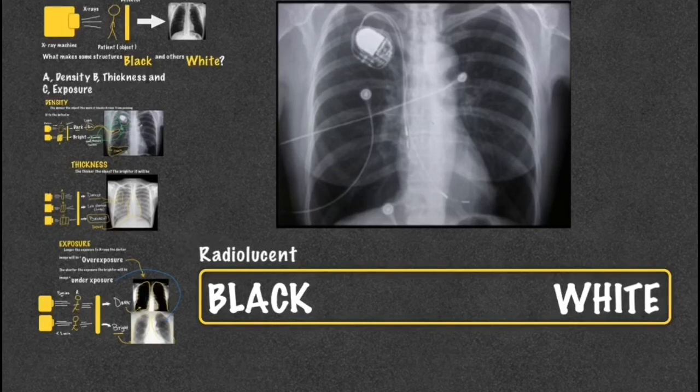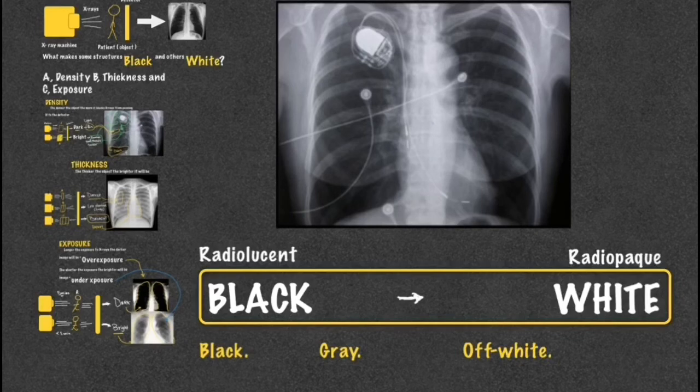Now, if we summarize what we have learned, we have black and white. Black is called radiolucent and white is radio opaque. So we start from black and go towards white. Black or dark, then we have gray, then we have off-white, and then we have white.